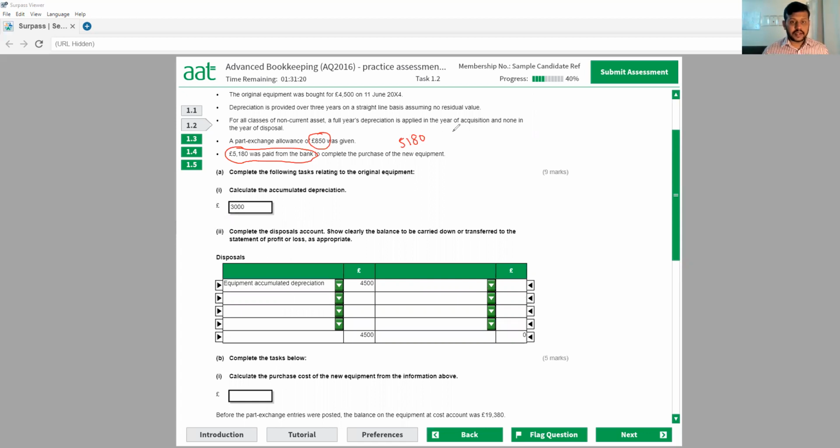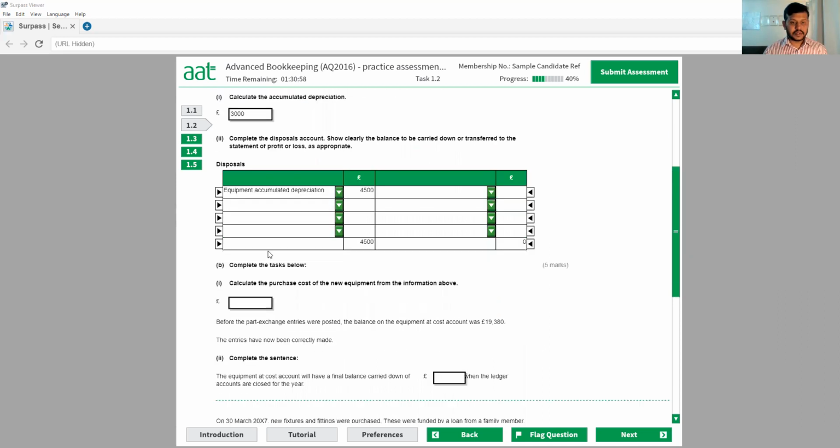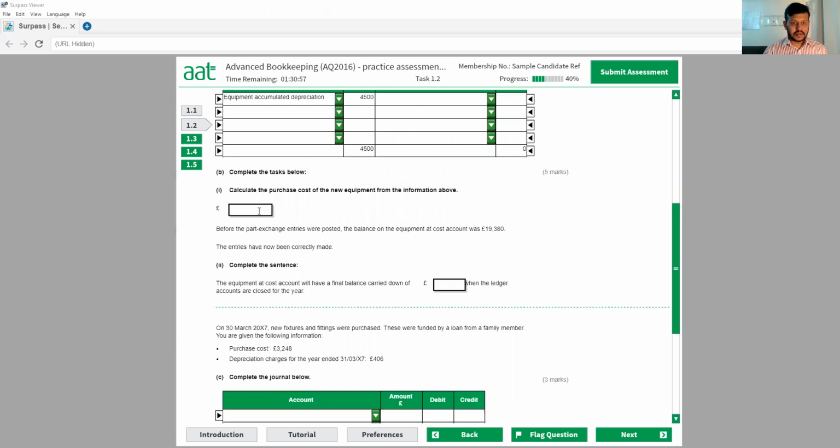So 5180 plus 850. Let's have a look how much it is. 5180 plus 850, that is 6030. So this is our cost for the new machine. We said the cost for the new machine, 6030.